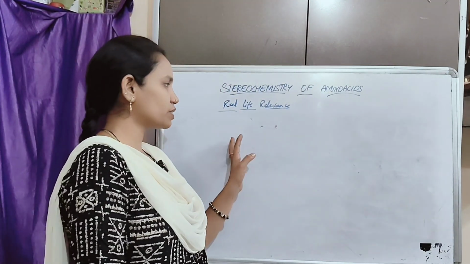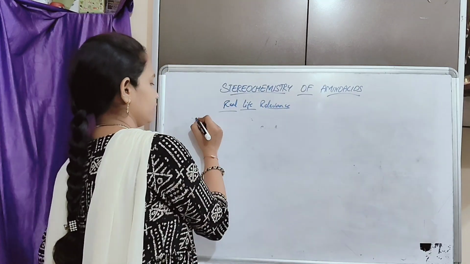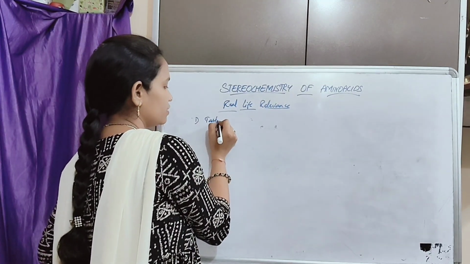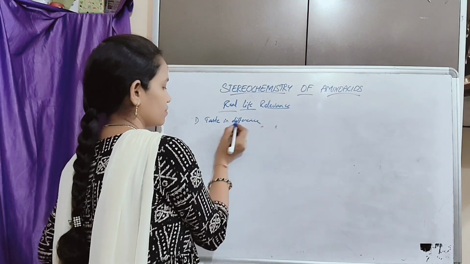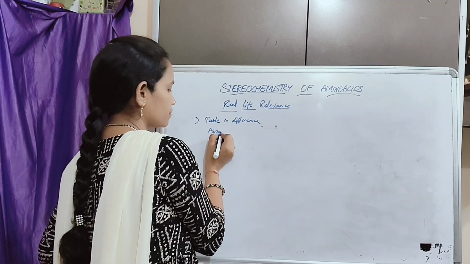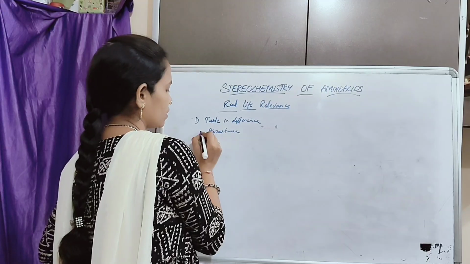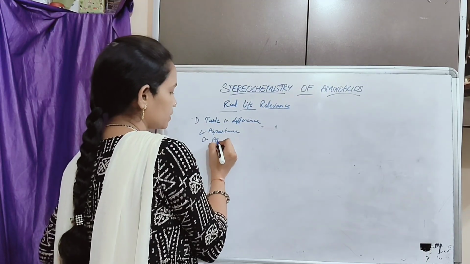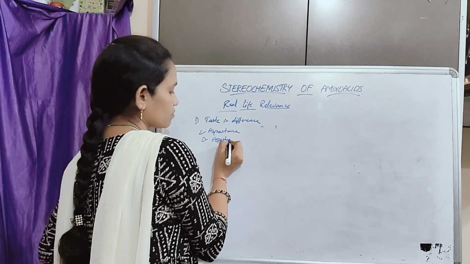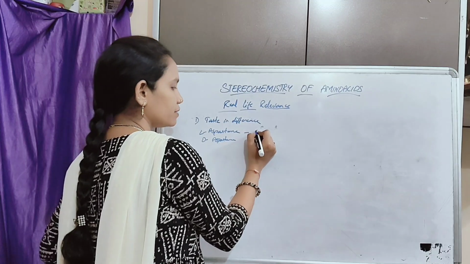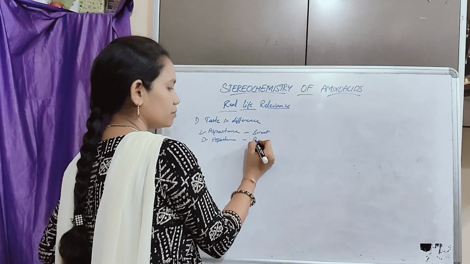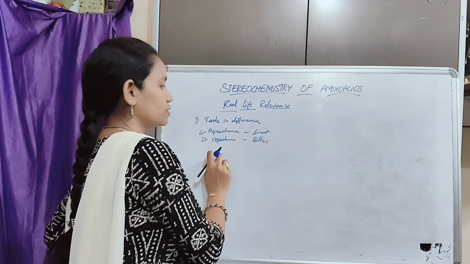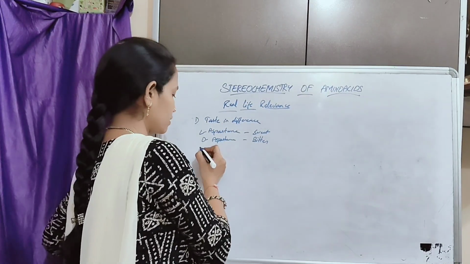Let's see how it connects to real life. First, we are taking taste difference. Example, aspartame, L and D forms, L aspartame and D aspartame. Now, L-aspartame tastes sweet while D-aspartame tastes bitter. So there is a difference in taste.